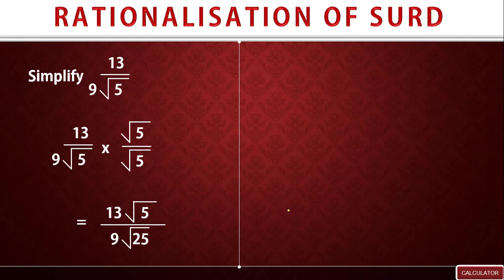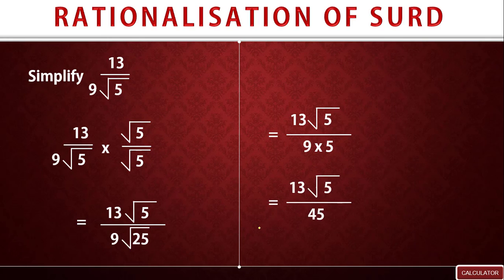So next on line now. The square root of 25 will give us 5. So for the denominator side we have 9 times 5 there. So we now have 13 root 5 all over 9 times 5. So what is 9 times 5? That will give us 45. So our final answer will be 13 root 5 all over 45.